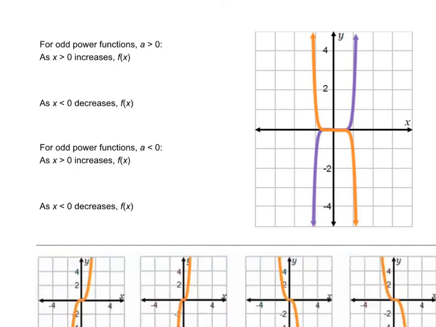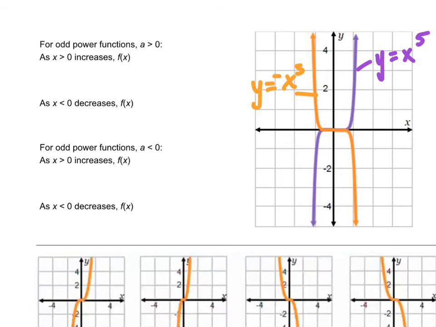All right, on this last one, let's just take a look. For odd power functions where your leading coefficient is positive, as x gets bigger, let me write down what this means. This would be something like y equals x cubed. Actually, let's just call it x to the fifth. This graph here would be y equals negative x to the fifth.